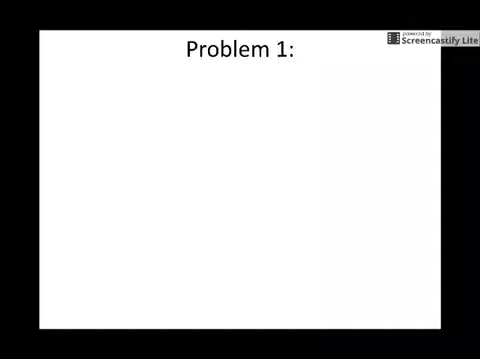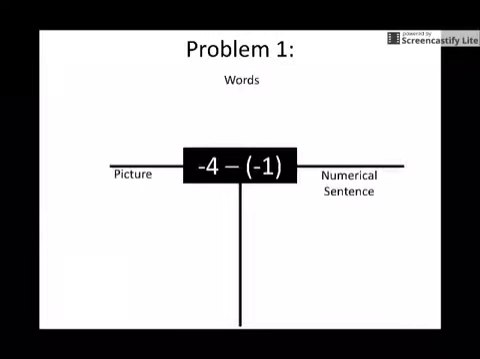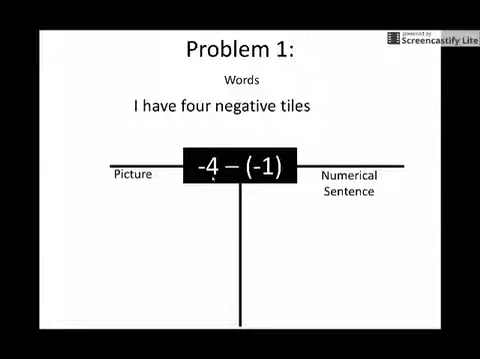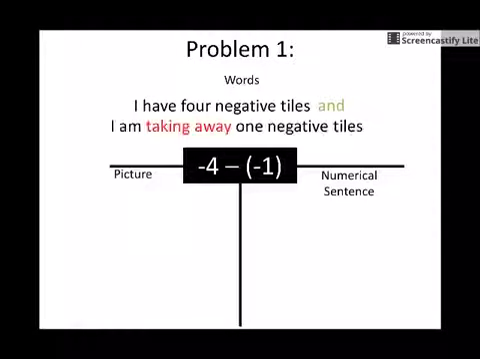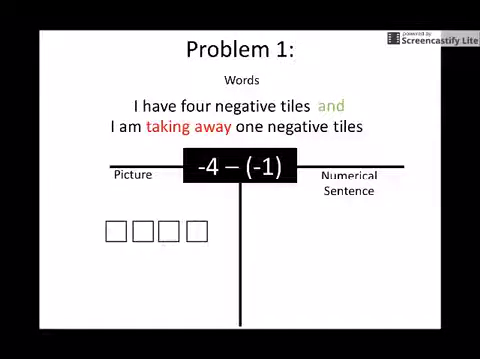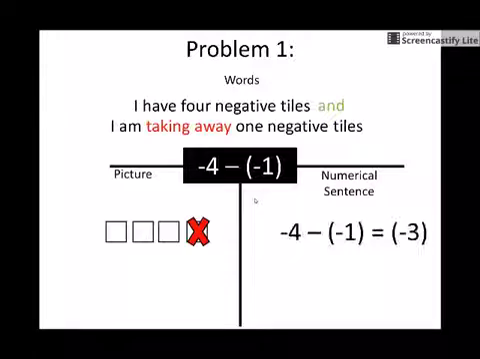So let's go into problem number 1. Here we have -4 minus -1. Well, let's break this down again into words. I have 4 negative tiles, and then I am taking away 1 negative tile. So here are my 4 negative tiles. I'm going to take away one of those negatives. So what am I left with? Well, I'm left with 3 negatives, so -4 minus -1 has to equal -3.